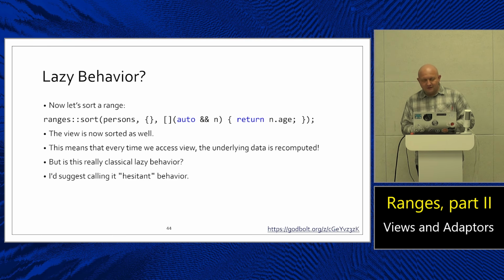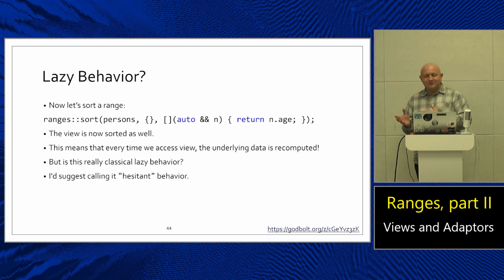And every time we access the view, we are effectively re-observing the underlying data in its current state. And now the obvious question: is this really lazy behavior in the classical sense? Because why is it lazy? If on any attempt to retrieve the data, we just call the function again and again and again, we are not lazy. We are really busy.